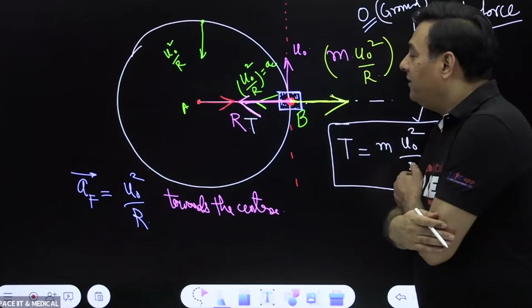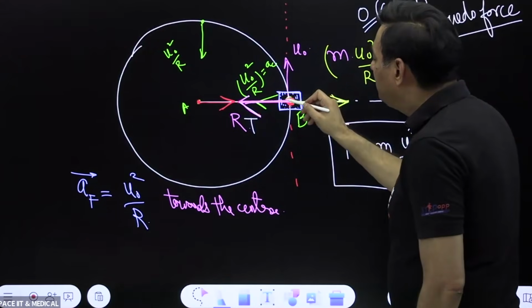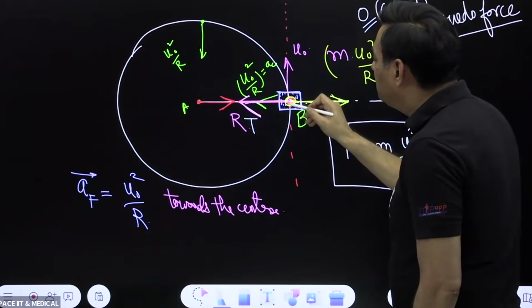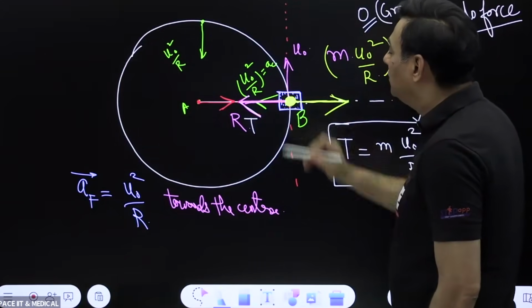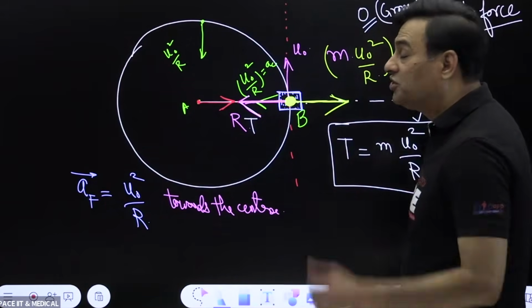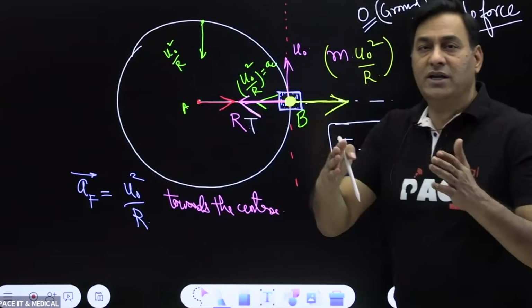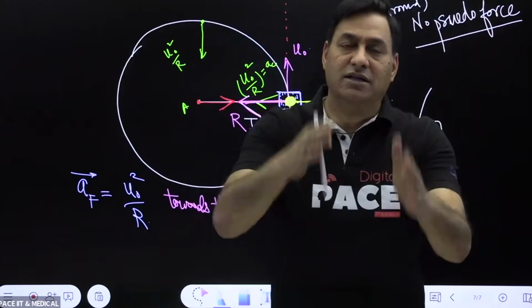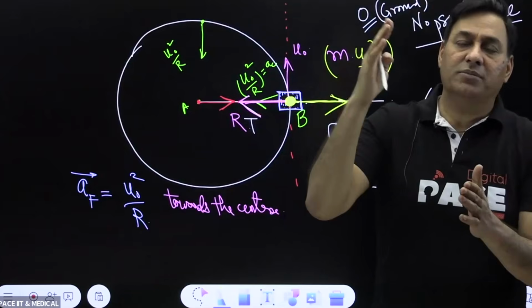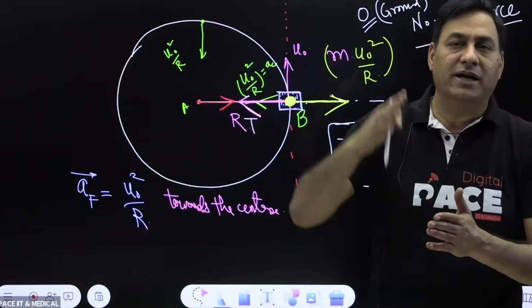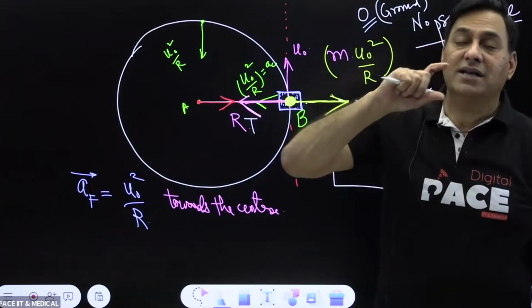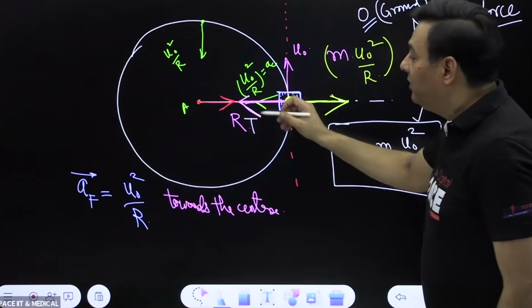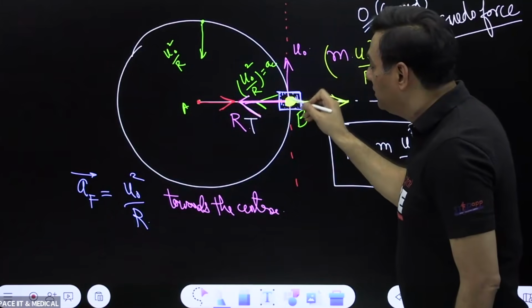One more question. If I am observing this body from this frame, what is the acceleration of this body with respect to this frame? 0. Because the frame is moving with the same acceleration as the body. So acceleration of the body as observed by the frame will be acceleration of body minus acceleration of frame. Both have same acceleration, so it will be 0. So the body will appear to be at rest in this frame.